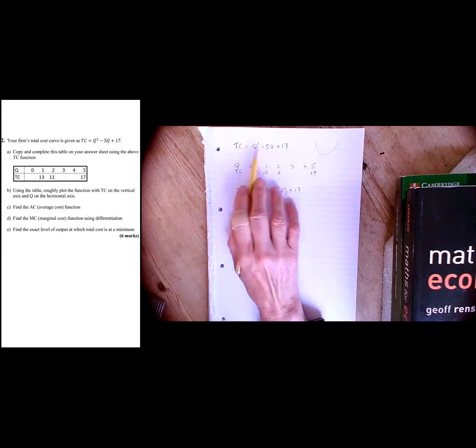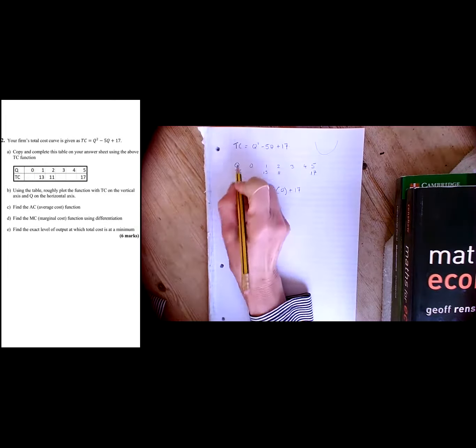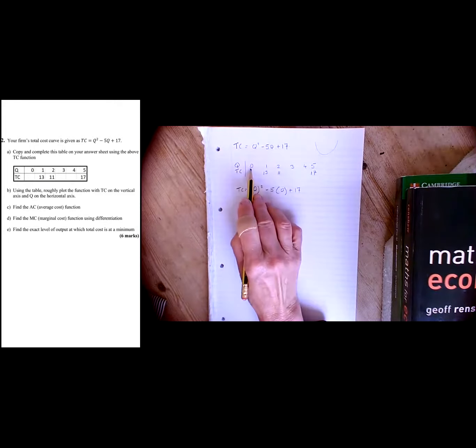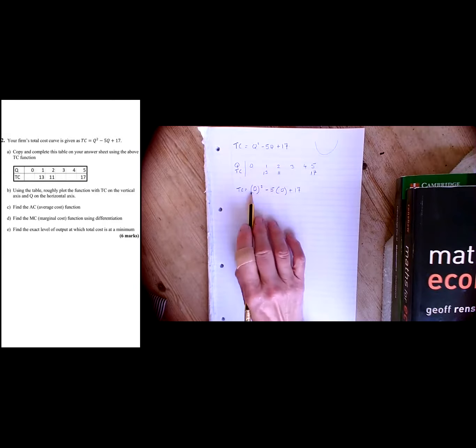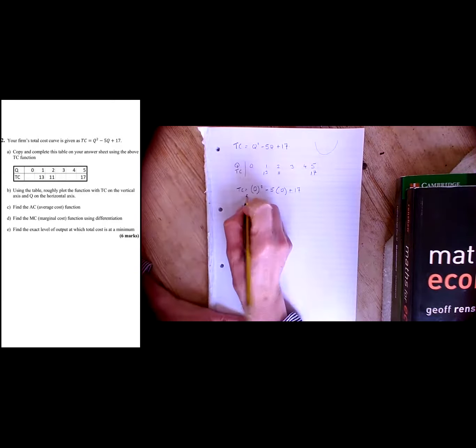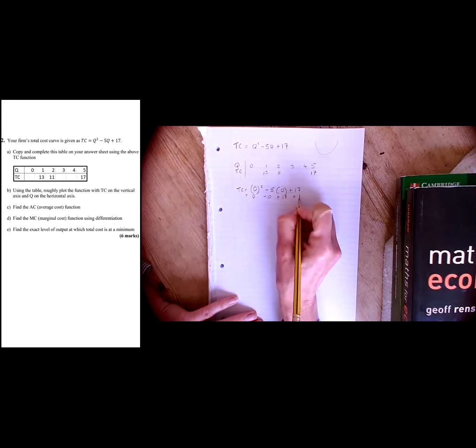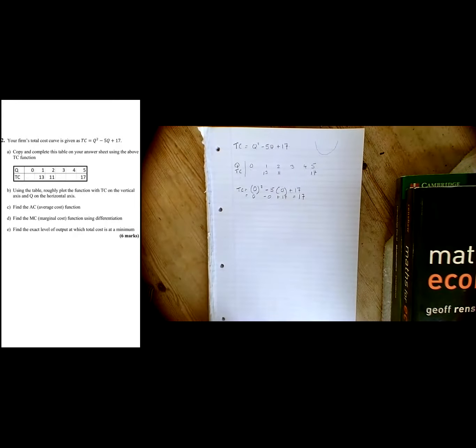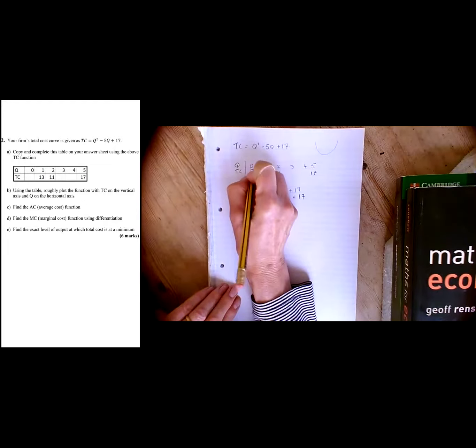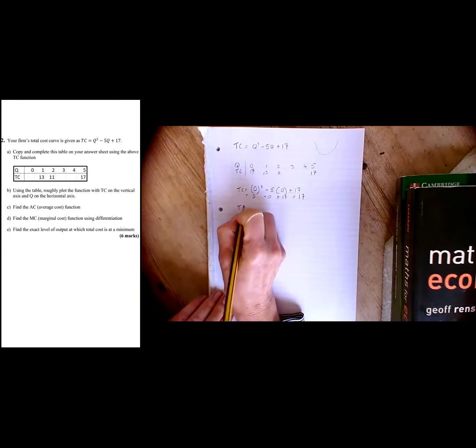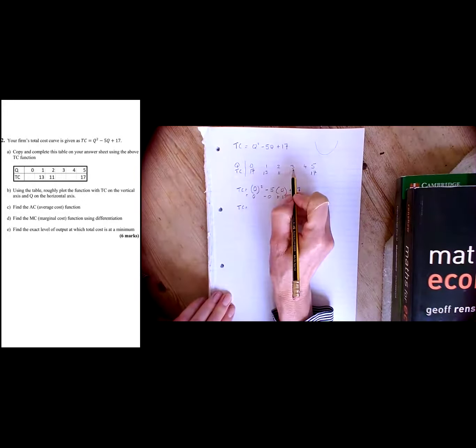See, everywhere there was a q, there's now a 0 because that's what we're investigating, the value of 0. What that does to total cost. And 0 squared is 0. Minus 5 times 0 is 0. So it looks like the total cost when quantity is 0 is 17. Stick that in there. Now we need to do it for when quantity is 3.